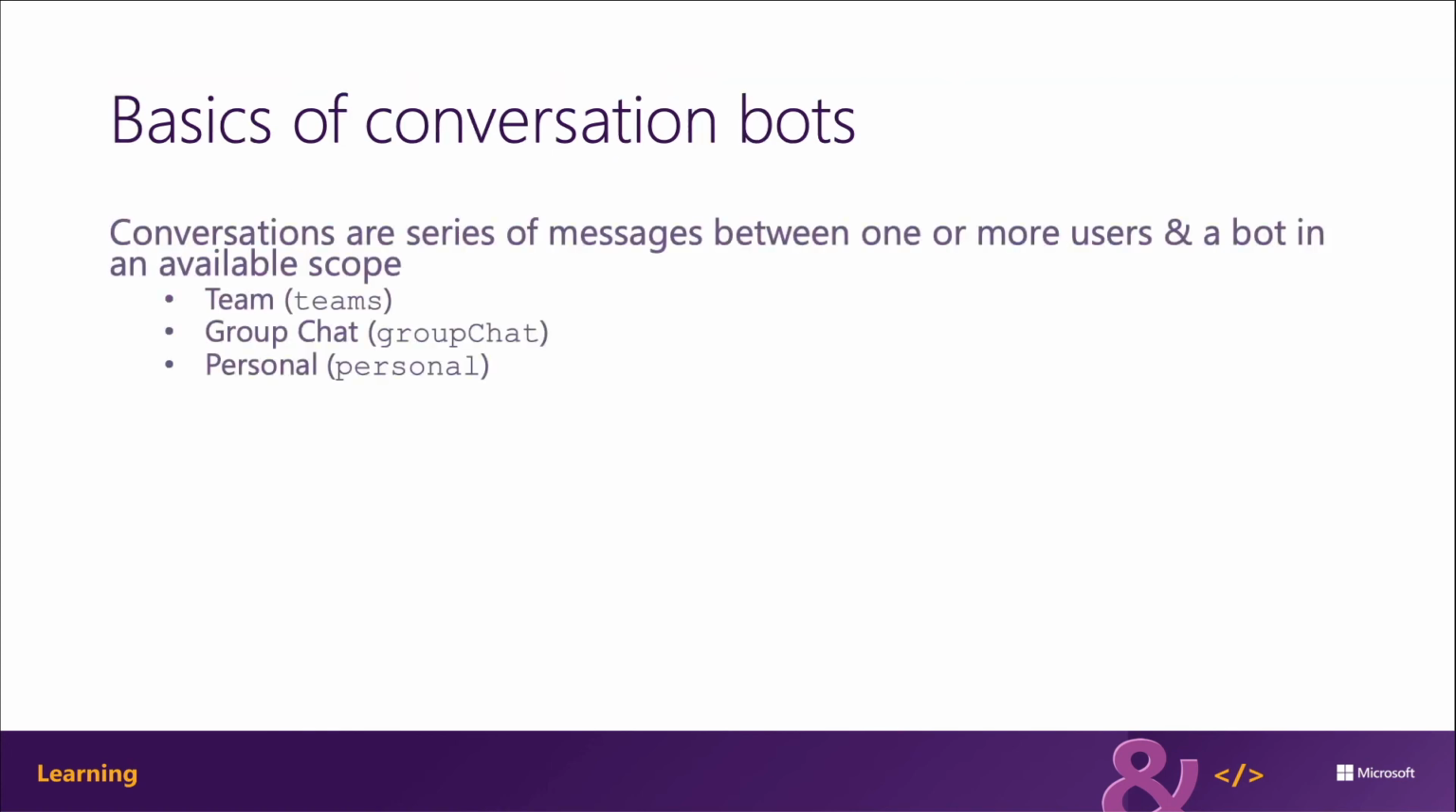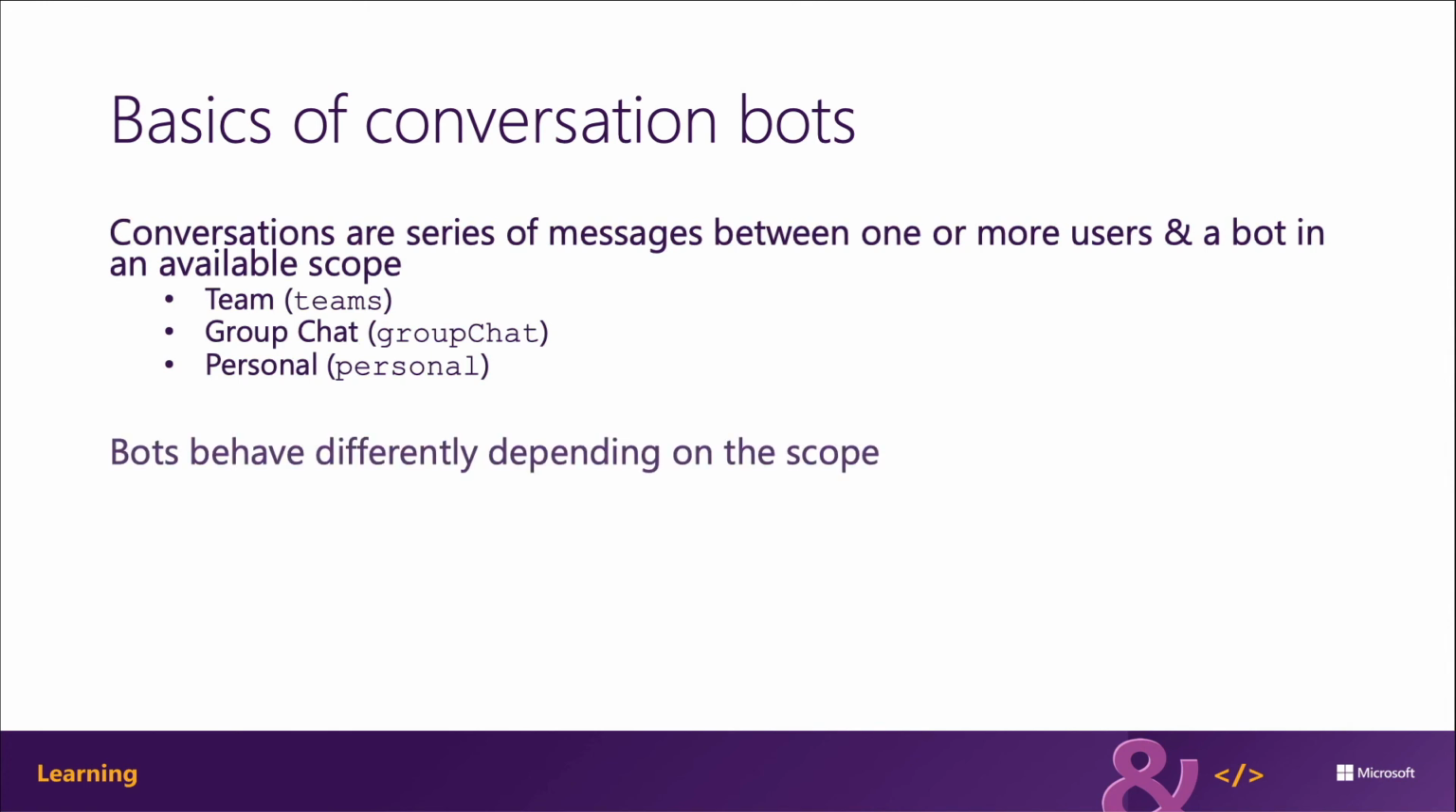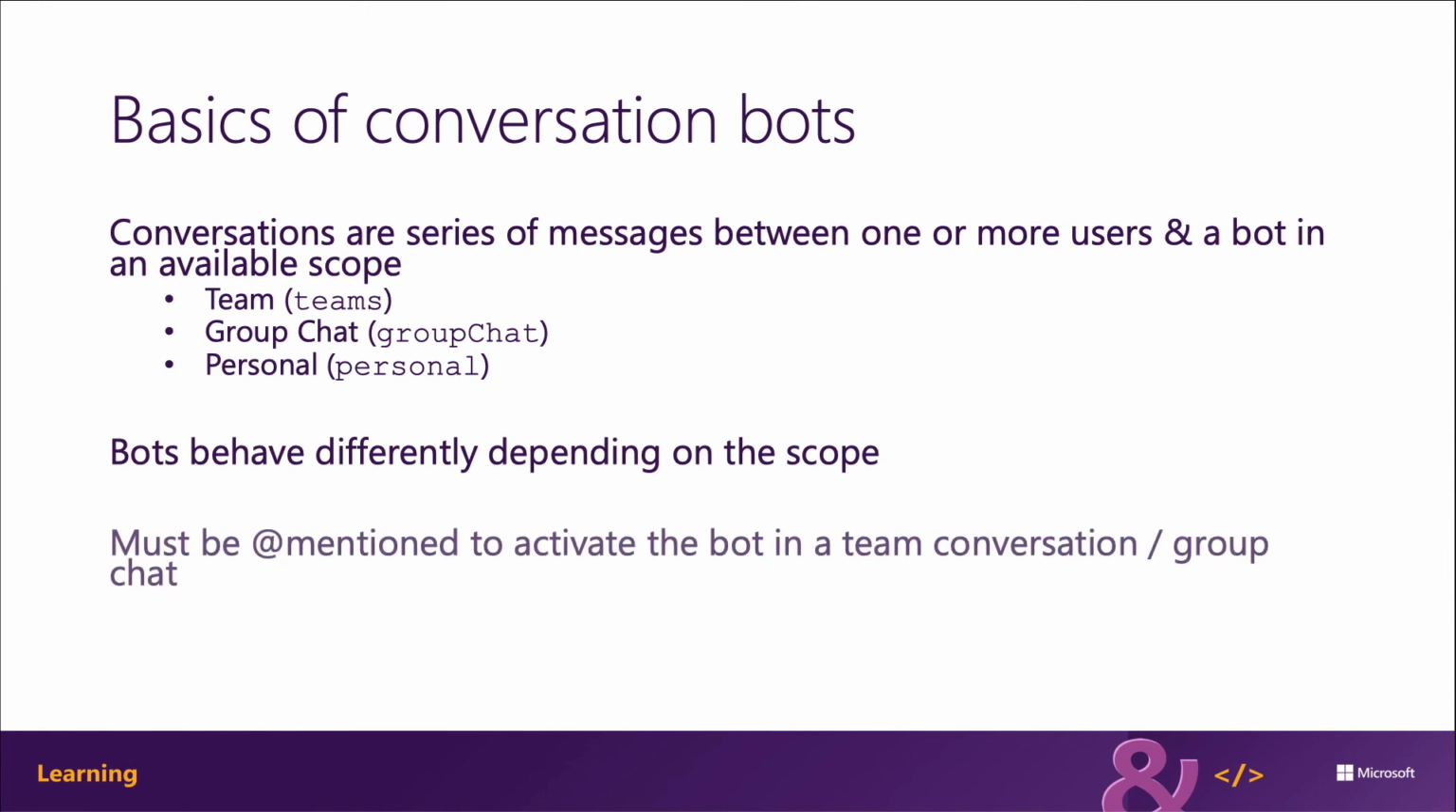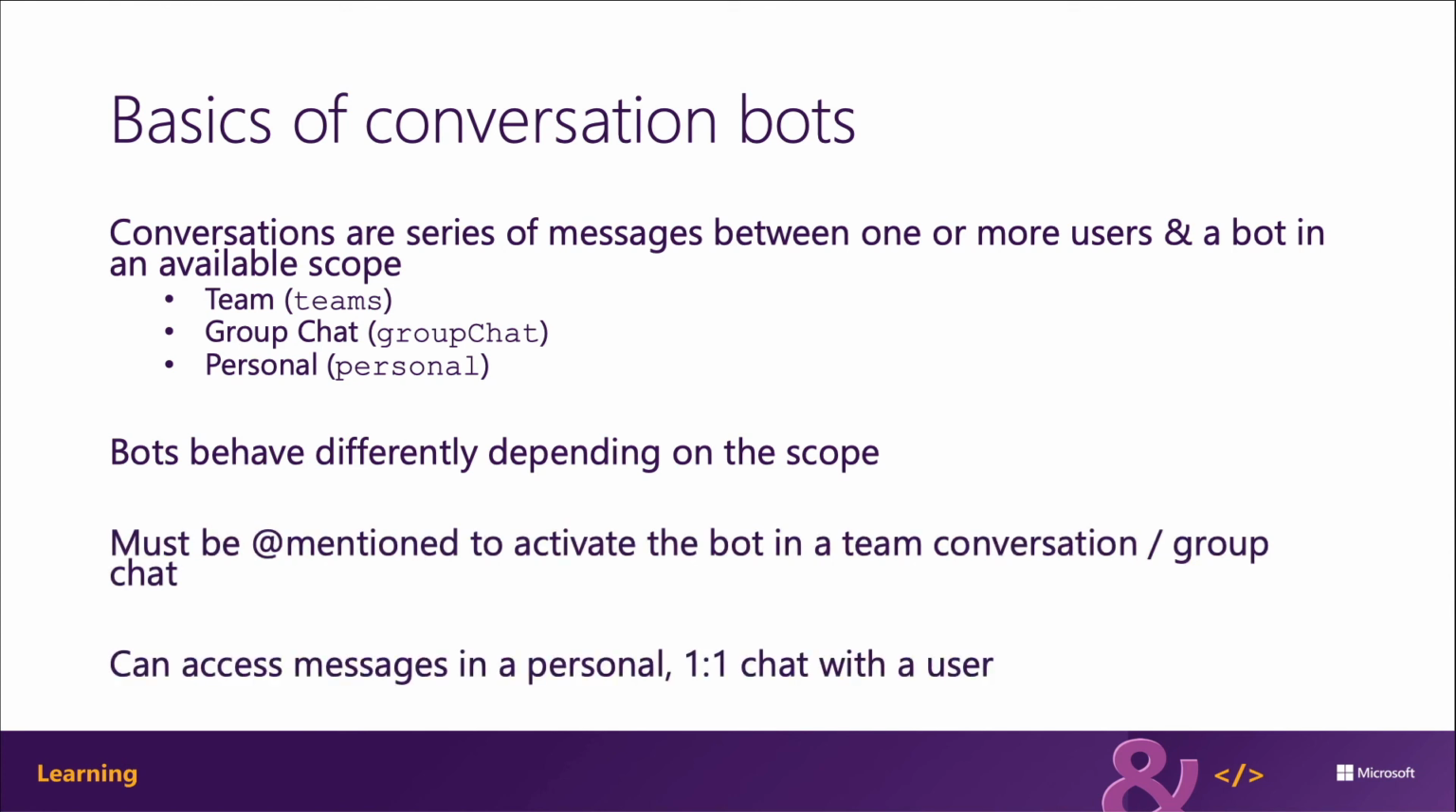A conversation is a series of messages sent between your bot and one or more users. There are 3 kinds of conversations that are also called scopes in Microsoft Teams. You've got teams, also called a channel conversation, and it's visible to all members of the channel. A group chat is a conversation between the bot and 2 or more users, and a personal conversation is between the bot and a single user. A bot is going to behave slightly differently depending on what kind of conversation it's involved in. Bots in a channel and a group chat conversation require that the user mention the bot to invoke it in the channel or in the group chat, while bots in a one-to-one conversation don't require an @mention.